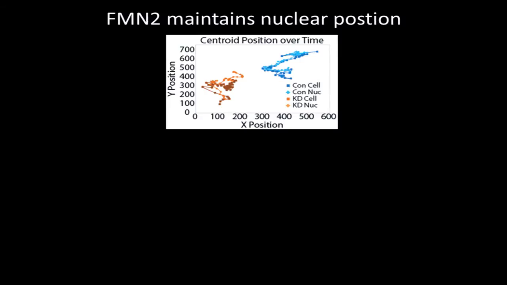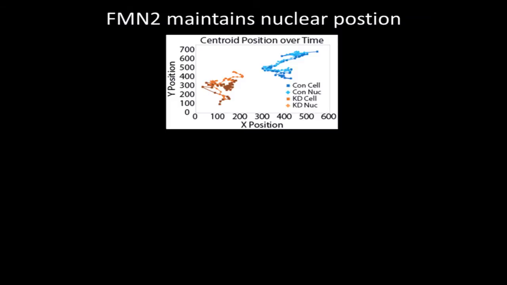So this is, I hate this slide. I wish I had a movie, but she didn't give me a movie. So this is the centroid of the cell and the centroid of the nucleus. If you track, as a cell migrates around, the nucleus tracks with the centroid of the cell. And in an FMN2 knockdown cell, they aren't perfectly correlated. So the nucleus sort of goes over here while the cell is going over there. So the nucleus is sort of wandering around a little bit inside the cell.